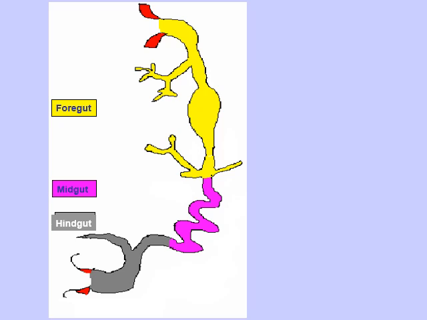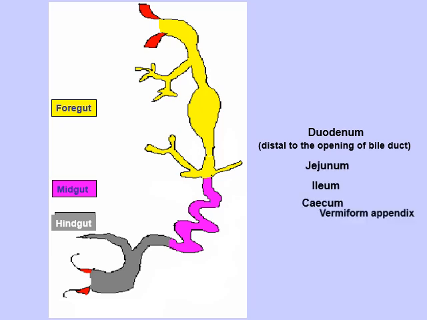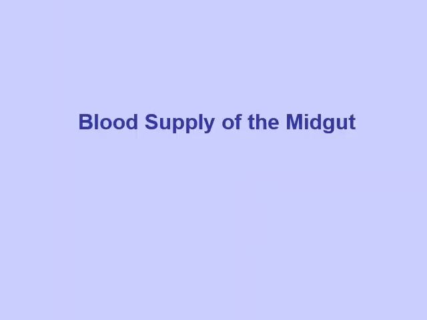Derivatives of the midgut begin after the midpoint of the duodenum, including the lower part of the duodenum, jejunum, ileum, cecum, vermiform appendix, ascending colon, and right two-thirds of the transverse colon. This area is related to the developing midgut. So what are the derivatives of the developing midgut? Duodenum, but not all of it, only the small part distal to the opening of the bile duct, jejunum, ileum, cecum, vermiform appendix, ascending colon and right third of the transverse colon.